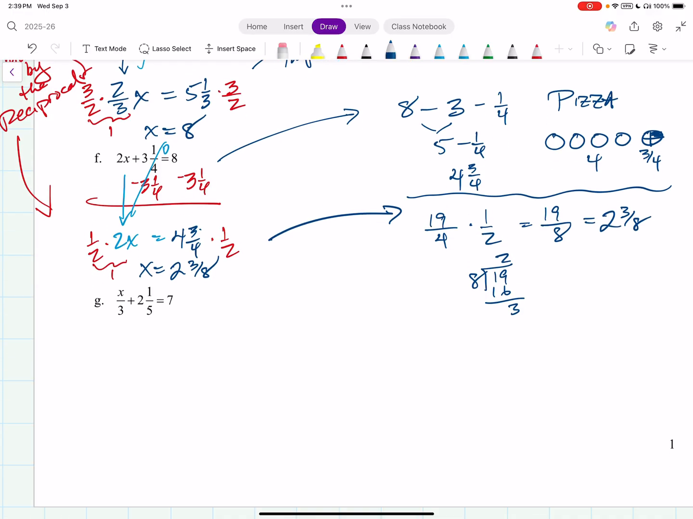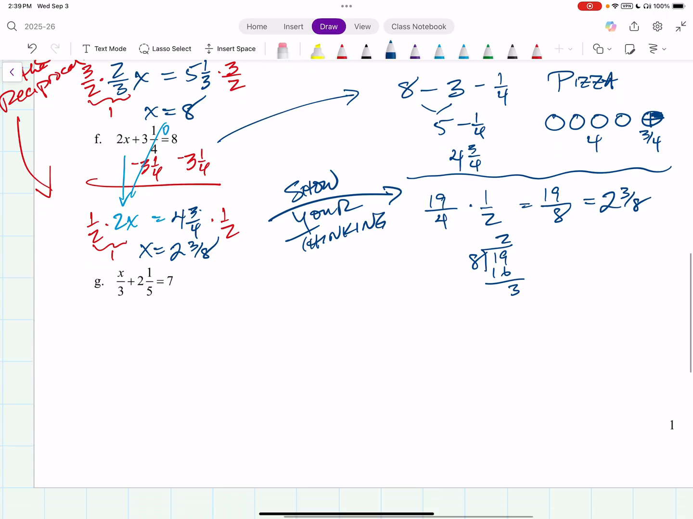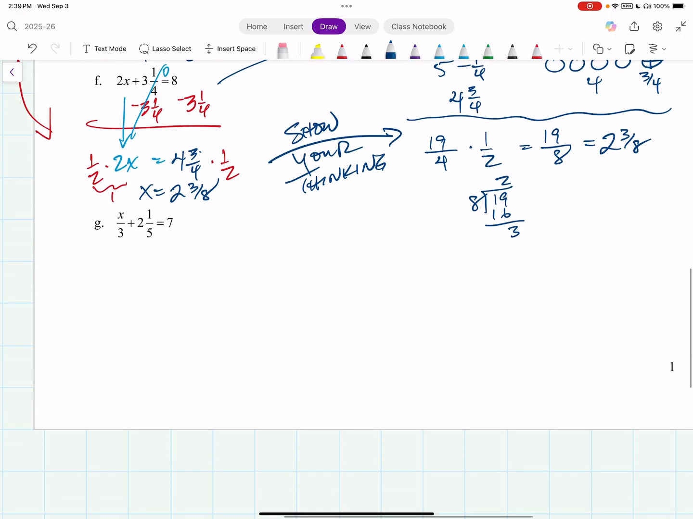So if you can't do it in your head, do it on the side. Show your thinking. All right, and then that's it. So part G, last one. Here we go. So once again, add the opposite. So if you see plus 2 1/5, you're going to subtract 2 1/5 or add a negative 2 1/5. It's the same thing. And then what do we get?